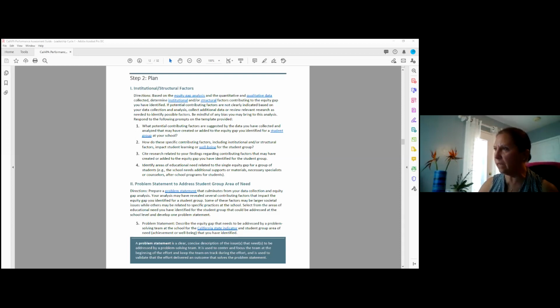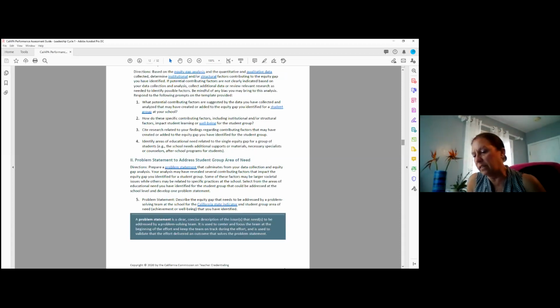And the problem statement should culminate from their data collection and equity gap analysis. They may have identified several potential contributing factors that they think are impacting that equity gap. Some of those factors might be larger societal issues. Others may be related to specific practices at the school.